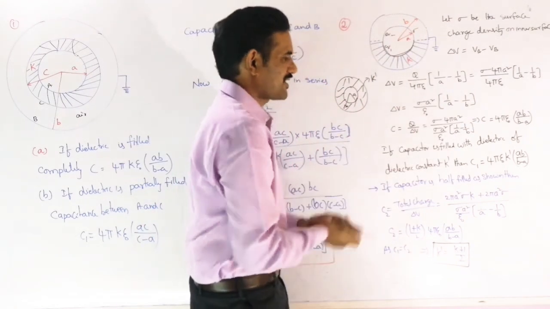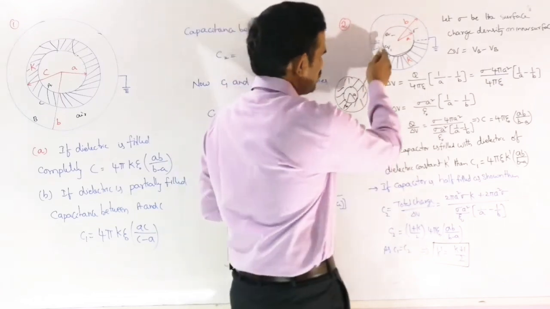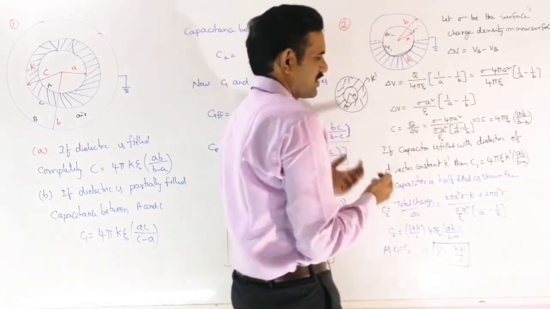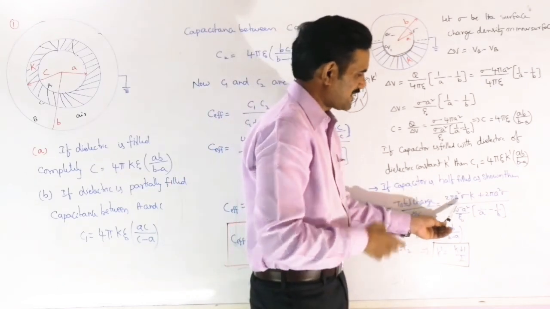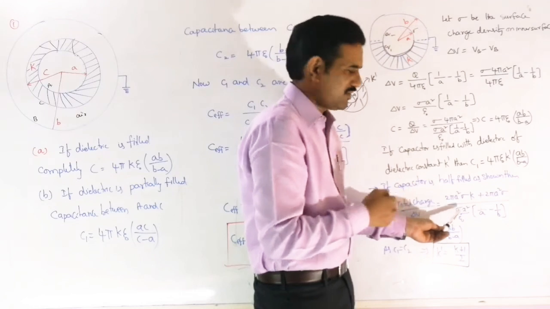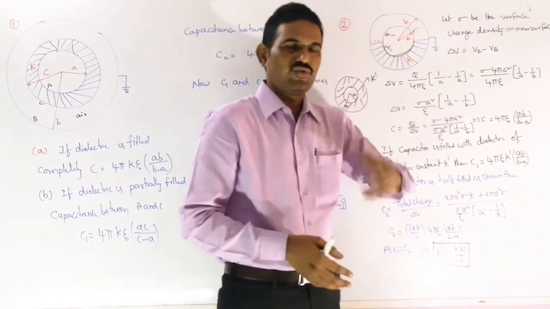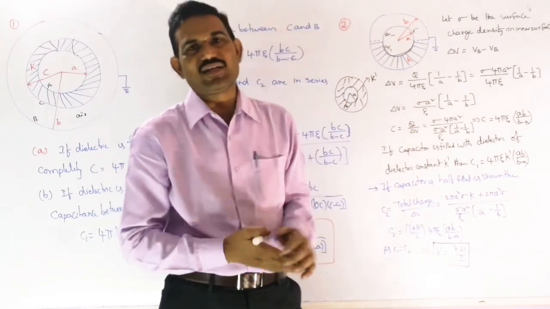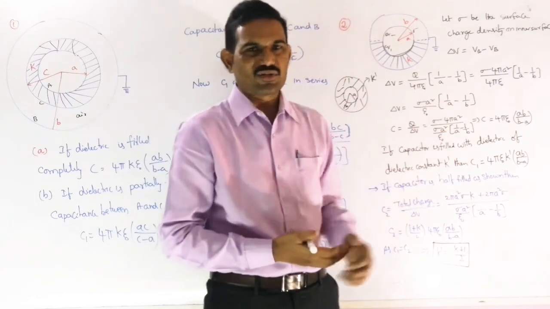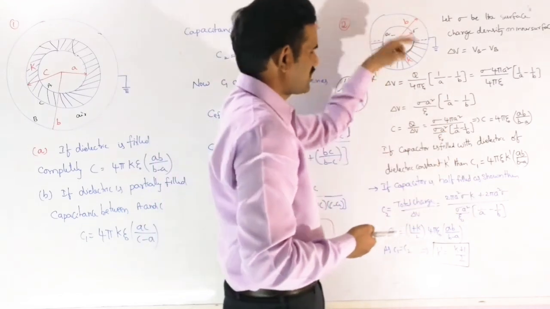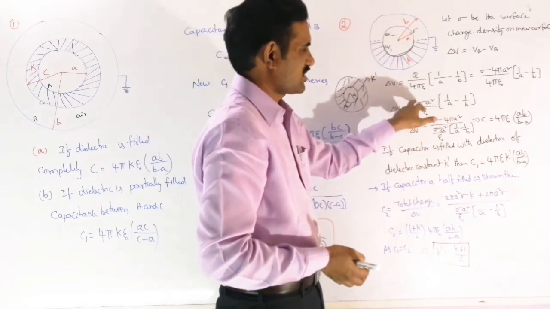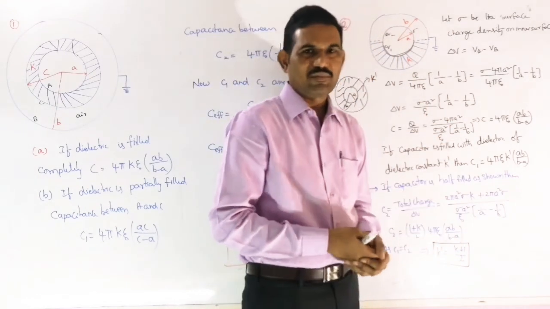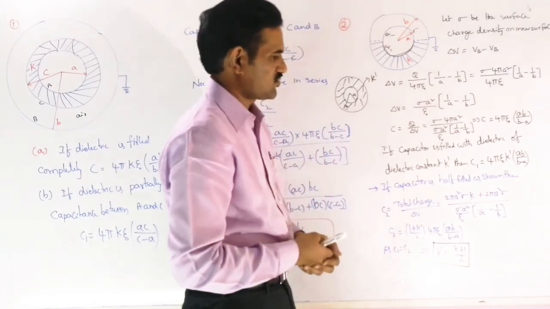So I am writing separate expressions for them. The charge on the lower hemisphere, if sigma is the surface charge density, is 2 pi A square, the surface area of the lower hemisphere, into sigma into K. We know when the dielectric is introduced, the charge will increase by K times. And the charge on the upper surface is 2 pi A square into sigma. We can write the same potential difference here because we are maintaining the same potential difference between those two shells.